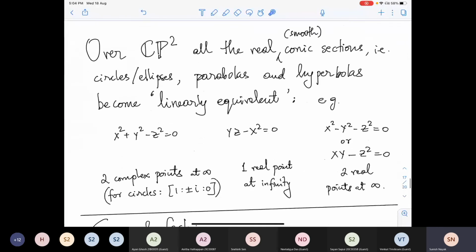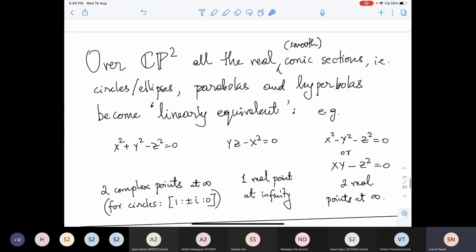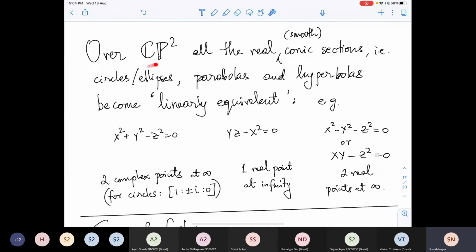Moving on, and I'm now towards the end of my lecture, 5 more minutes, hopefully. We get some interesting things out of this. So over CP2, all these real smooth conic sections like circles, ellipses, are, in some sense, up to a linear change of coordinates, actually equivalent. I say smooth because I think 2 lines intersecting probably is also, I don't remember, is it also called a conic section perhaps? So to avoid that, I just add the word smooth here.